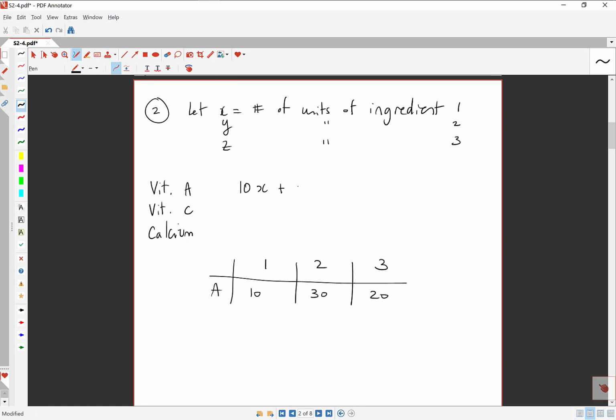And then we're going to add that to 30y, which is the number of milligrams of vitamin A from ingredient 2. And then we go plus 20z. That's our milligrams of vitamin A from ingredient 3. So altogether, that's our milligrams of vitamin A. And then we were told in the question what we're trying to achieve.